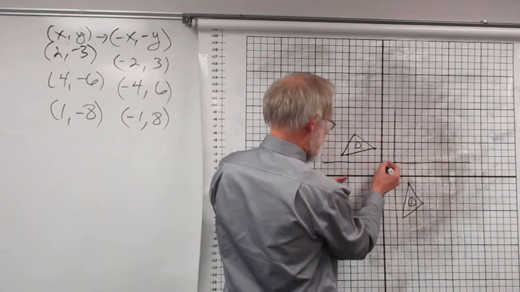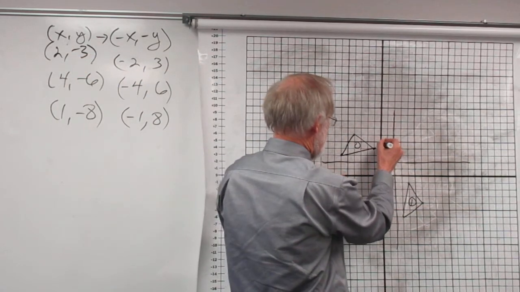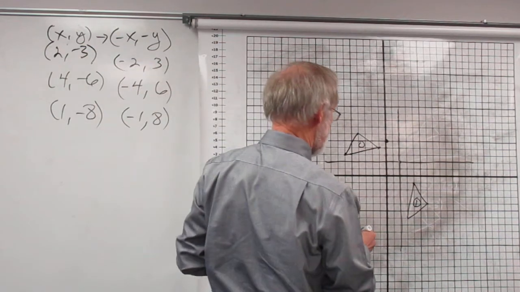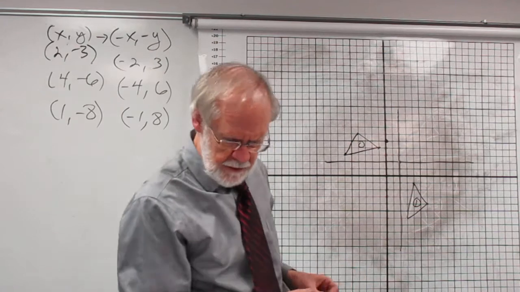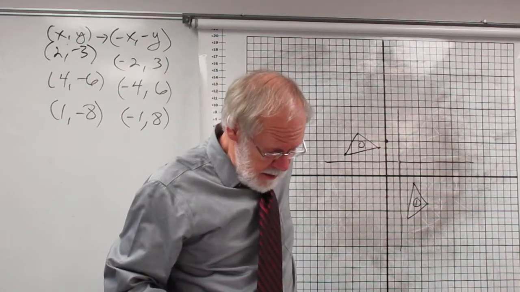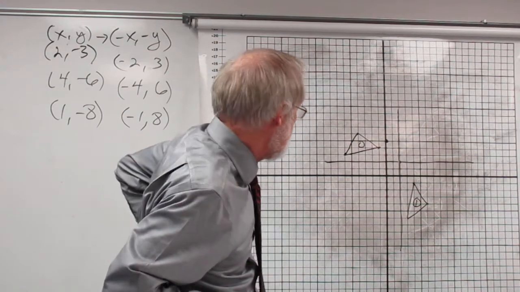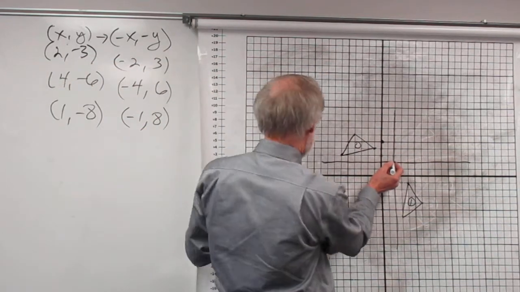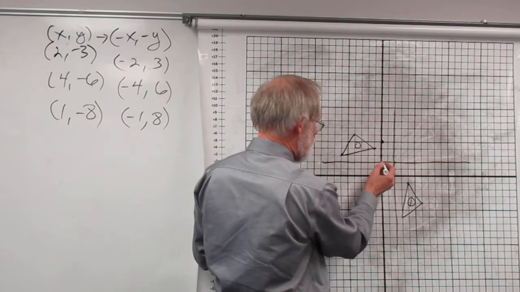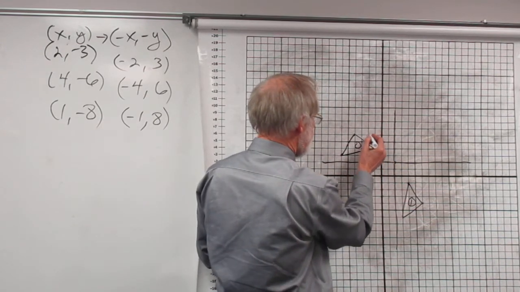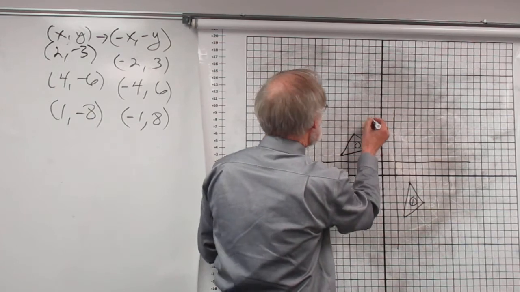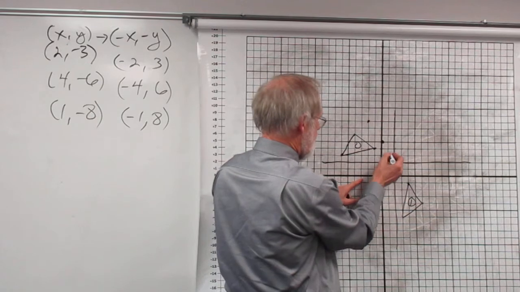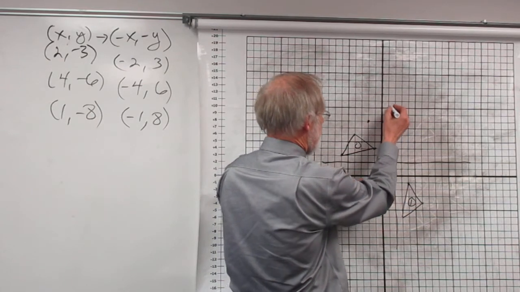All right, so from this new origin, I'm going to count these points. (-2, 3): 1, 2, 3. All right, there's 1. (-4, 6). Let me see here. Hold on. 180 degrees, that's right. Okay, (-4, 6) from the new origin: negative 1, 2, 3, 4, and 1, 2, 3, 4, 5, 6. And (-1, 8): negative 1 and 1, 2, 3, 4, 5, 6, 7, 8.